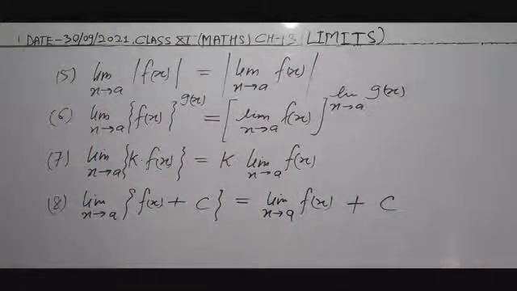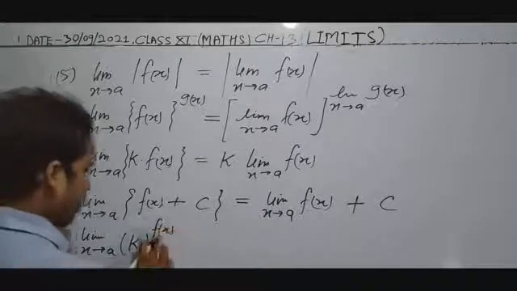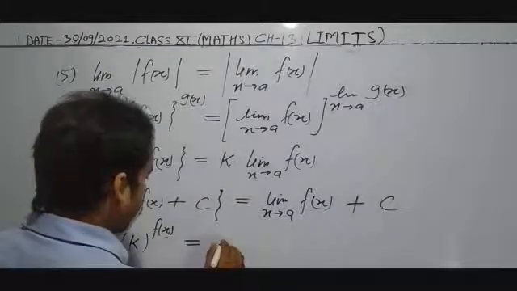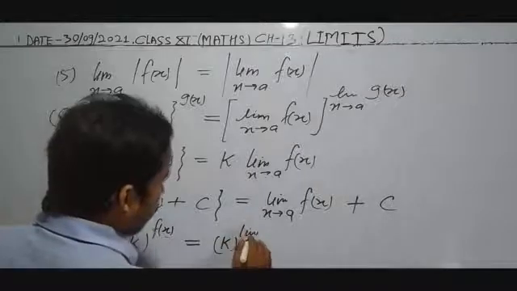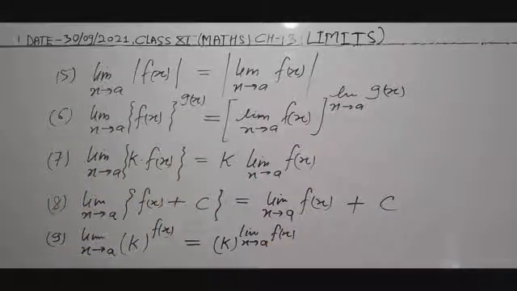Now formula number 9, limit x tends to a of k to the power f(x), we can write k to the power limit x tends to a of f(x). This is the basic formula related to limits. Now all of you have to learn these formulas. Now see, all topics related to limit are completed.